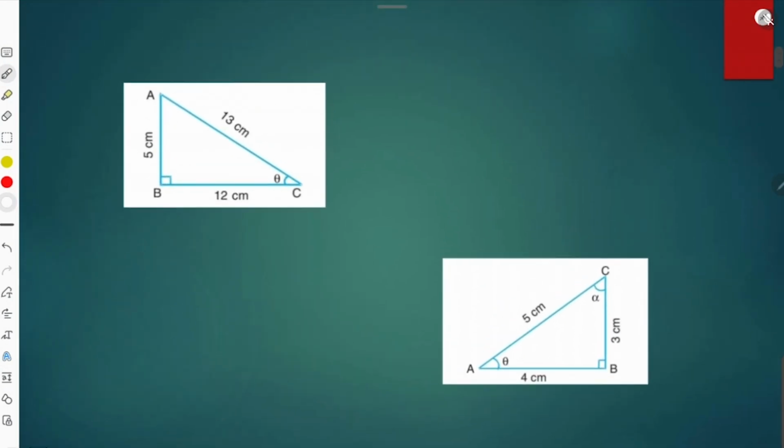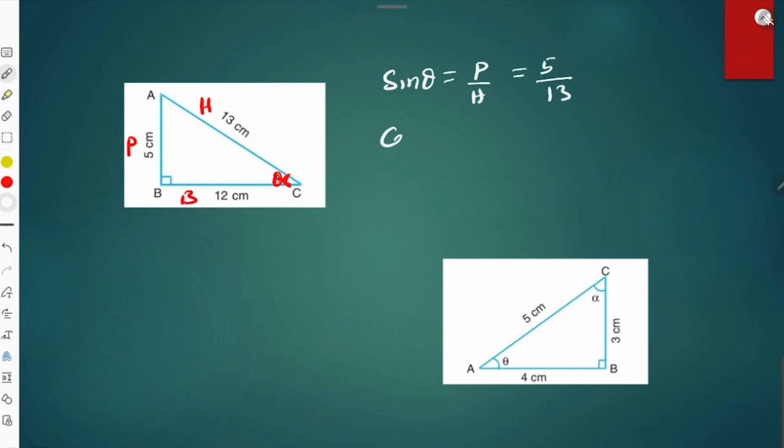Suppose you have an angle theta and the corresponding sides of the triangle are given like this. Then we need to find out all trigonometric ratios. Suppose you want to calculate sine theta. With reference to theta, what is the perpendicular? Perpendicular is this one, 5. Base is 12, hypotenuse is 13. So you come to the definition. Sine theta definition is perpendicular by hypotenuse. So what is the perpendicular here? 5 by hypotenuse, which is 13.